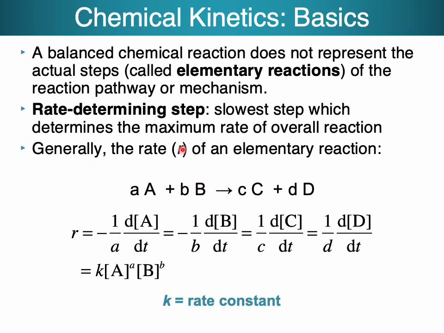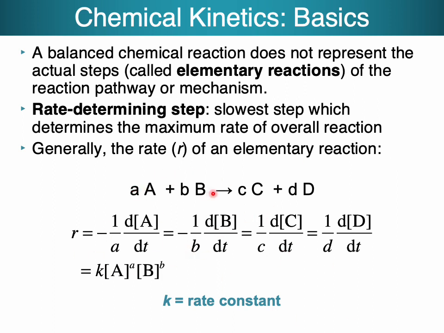So now let's first dive deeper into chemical kinetics. A balanced chemical reaction does not always represent the actual steps of the reaction pathway or mechanism. Oftentimes, the overall reaction can be broken down into many different steps, and we call these steps elementary reactions. And usually one or two of the elementary reactions are particularly important. They would be called the rate determining step, which is basically the slowest step, which determines the maximum rate of an overall reaction. Very importantly, the rate of an elementary reaction can be expressed like this.